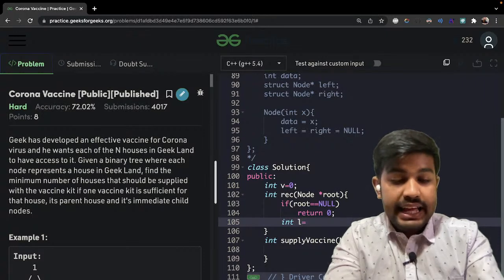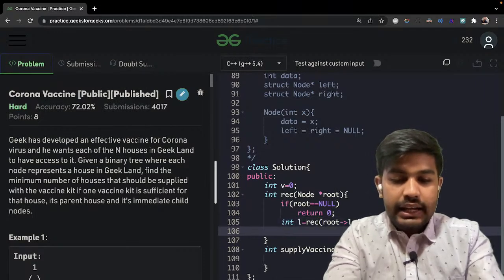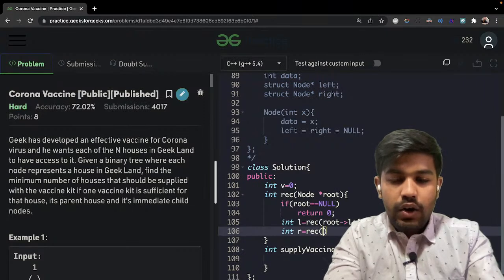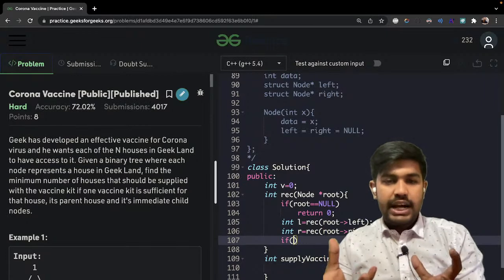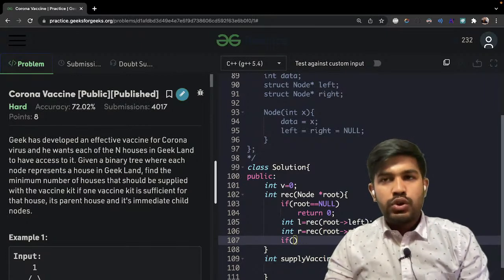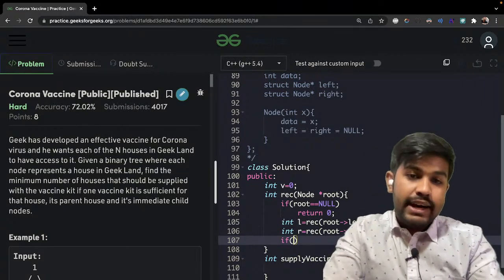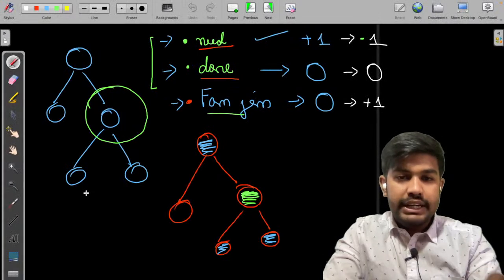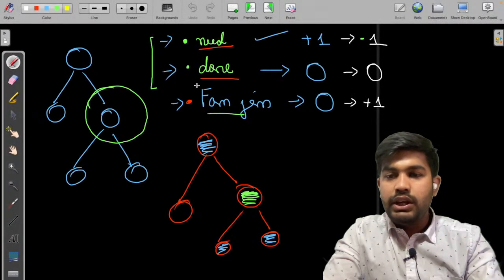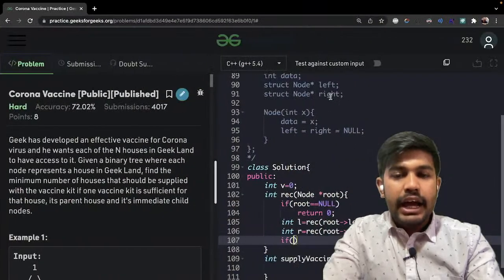So int L is equals to recursion of root dash left, and then int R is equals to recursion of root dash right. Fair enough. This is what we did. Suppose I told that if any of my child needs a vaccine, then I need to provide him the vaccine. So what was the scenario that we just discussed? We discussed that if we need the vaccine, it would be -1.